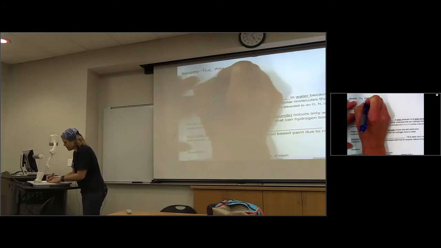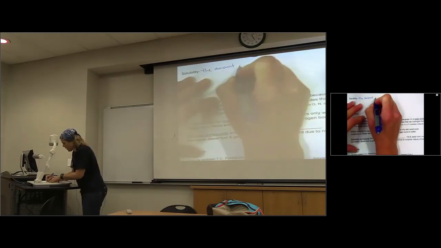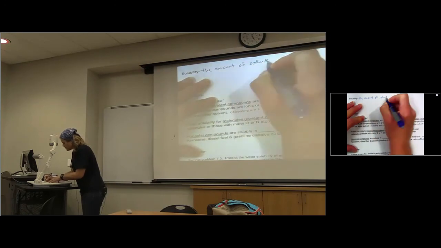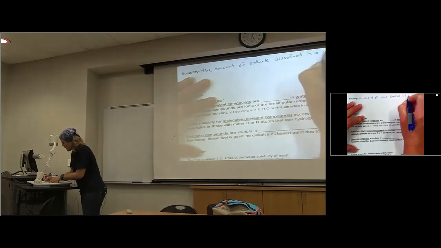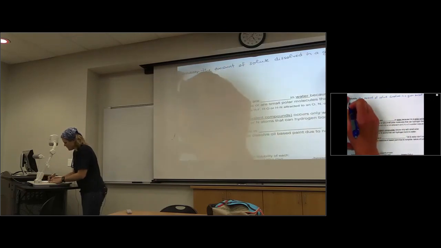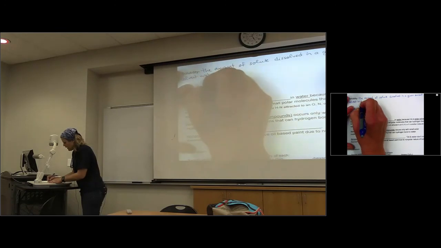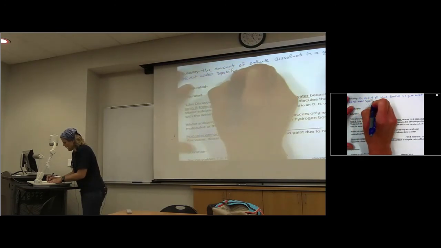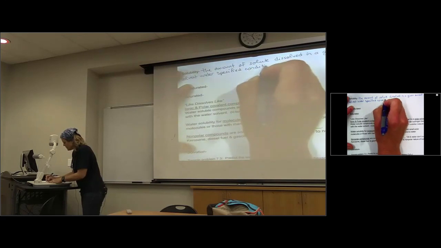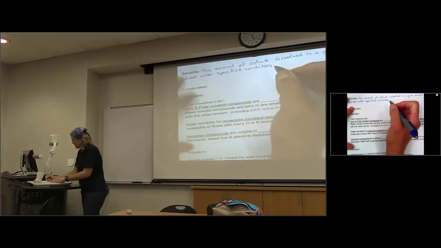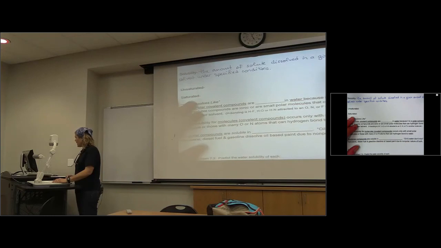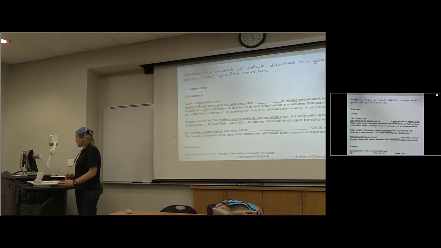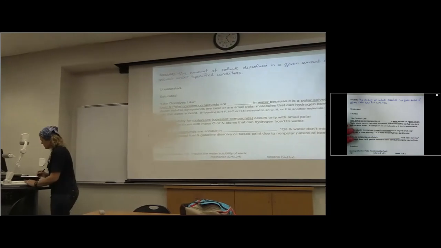The amount of solute dissolved in a given amount of solvent under specified conditions. The amount of solute dissolved in a given amount of solvent under specified conditions.